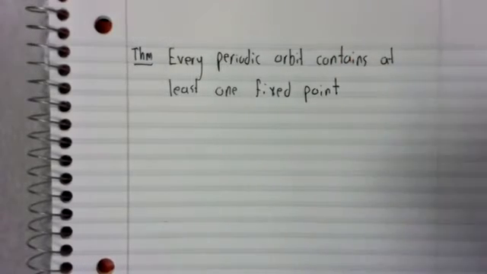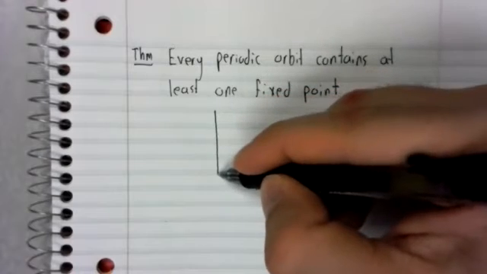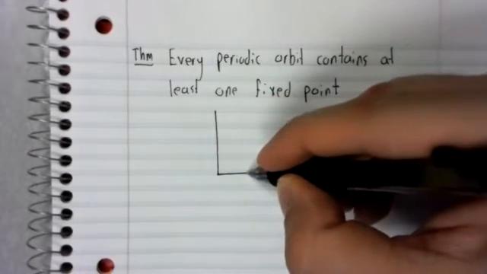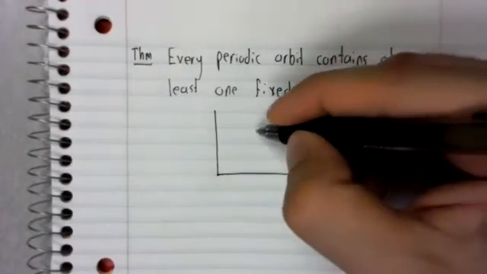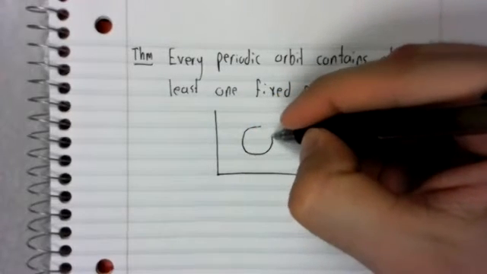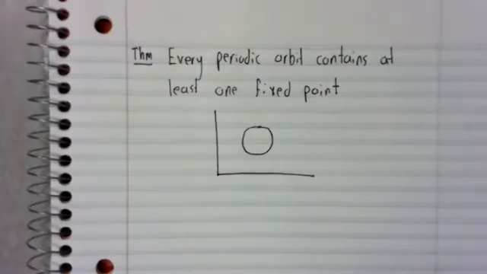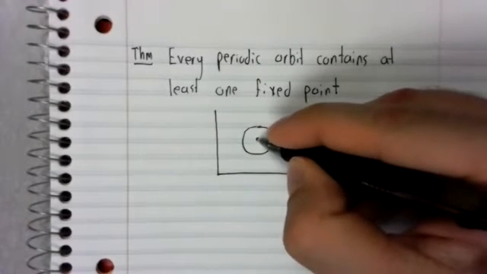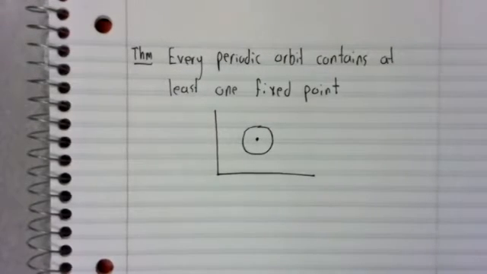So in the Lotka-Volterra model, remember, we had periodic orbits as the predator and prey species fluctuated. Those periodic orbits were around a fixed point. And this theorem says that's the only way we can have them.